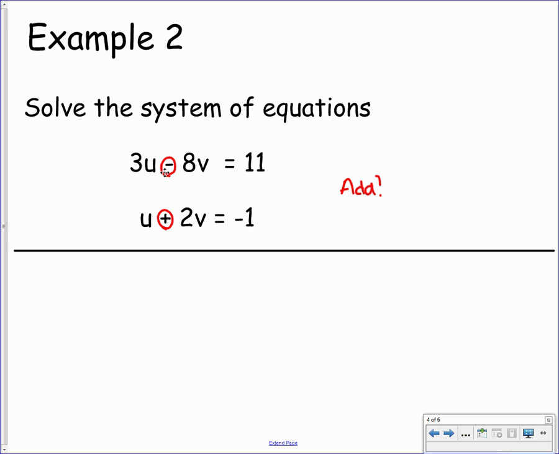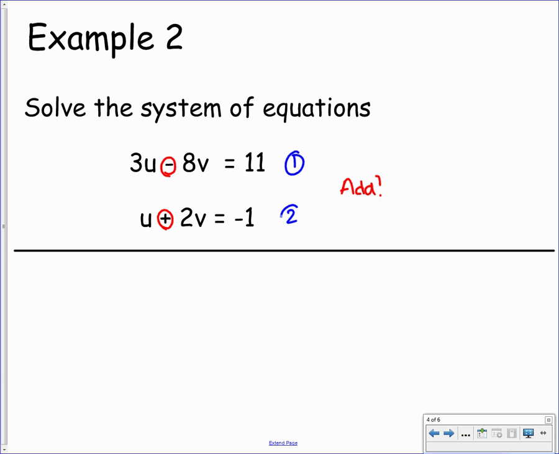So the first thing we need to do here is to multiply one or both of these by a constant so that they are the same. If we're looking at the v terms, we've got 8v and 2v. We can clearly see there that if we multiply 2 by 4, that'll give us the 8. But because we're going to do that to the v, we need to do it to the whole equation.